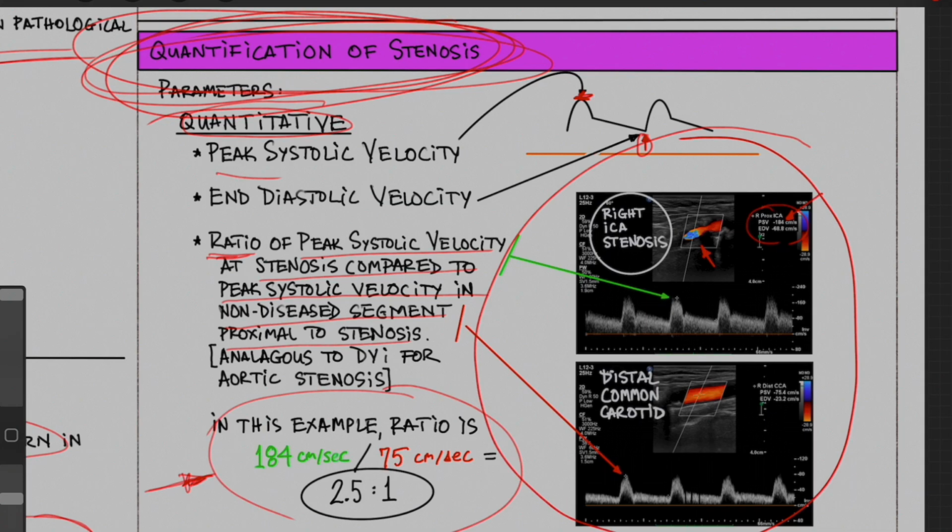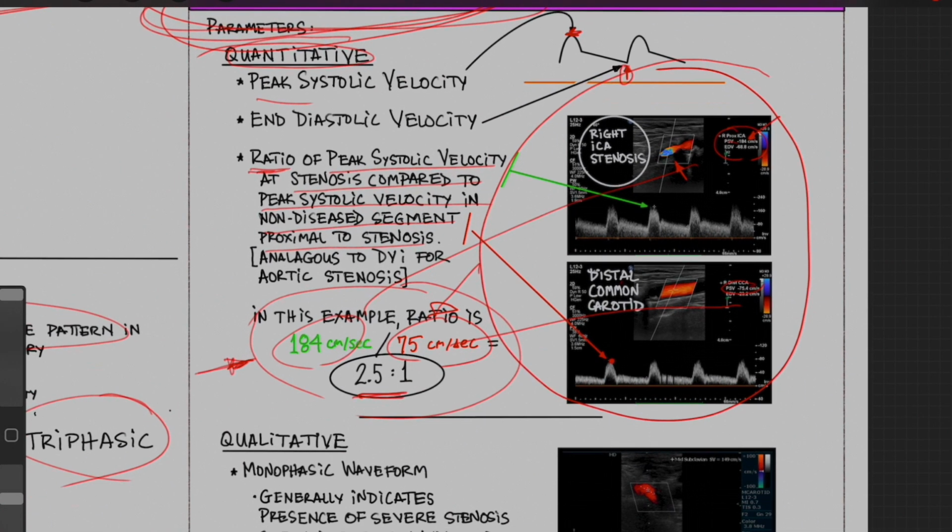And we've got to do a ratio. So we look at the distal common carotid. That's the segment that's proximal to the right internal carotid. I know it's a little different from the internal carotid because the external carotid comes off of the distal common carotid, but anyway. When it's a right ICA stenosis, proximal segment, you're going to use the distal common carotid velocity. Here it is. It's 74. So the ratio over here is 184 over 75 equals 2.5 to 1. That's how you calculate that.